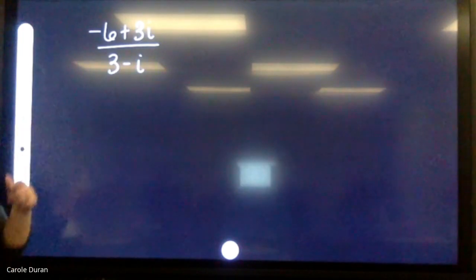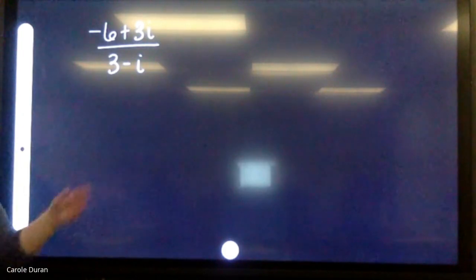So I have -6 plus 3i in my numerator, and I have 3 minus i in my denominator. I would like to simplify this. What's the first thing I need to look at? There's a minus sign in the denominator. So what am I going to multiply by to simplify that? 3. Wait, hang on, you're on the right track. 3 plus i.